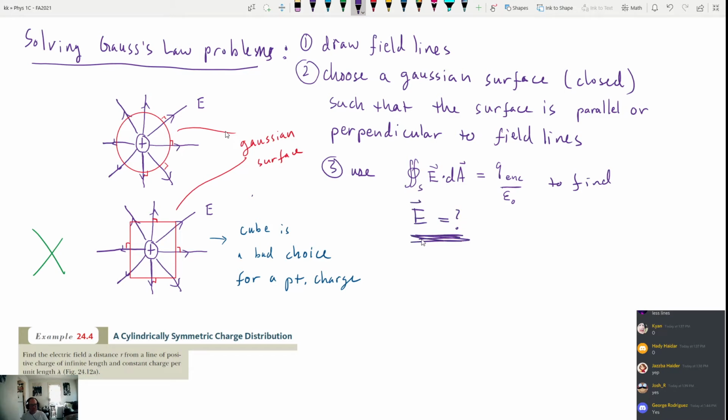This is ultimately what you're trying to do in Gauss's law problems, is you're trying to find the value of the electric field. So you apply Gauss's law right at the very end, okay? This is the part where you use Gauss's law. But just like in physics 1a, where unless you're just a really bad student, you don't just start with F equals ma when you do force problems, right?